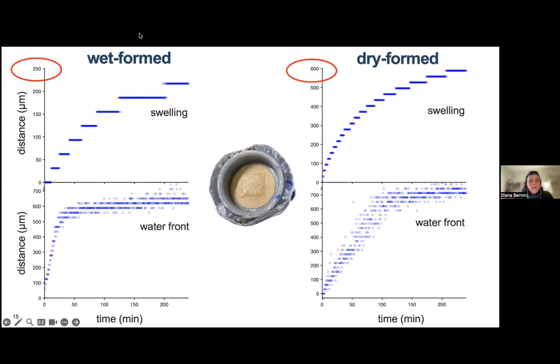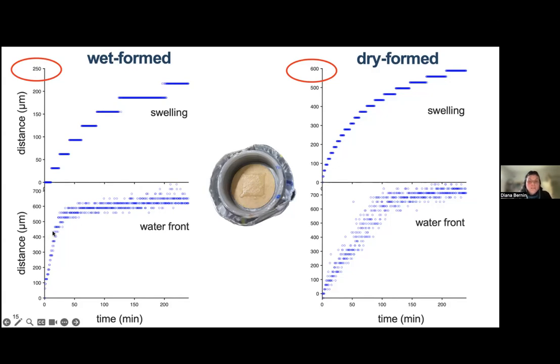So here we compare the wet formed with a dry formed packaging material. And you can already see that this one has only been swelling like 250 microns, whereas here it has been swelling 600 microns. But then we need to figure out how to normalize this because the initial thickness is also different. So that's something that we have to look at.